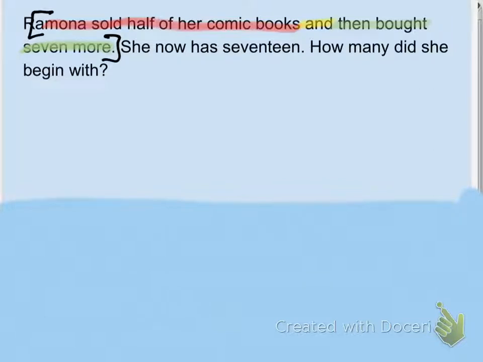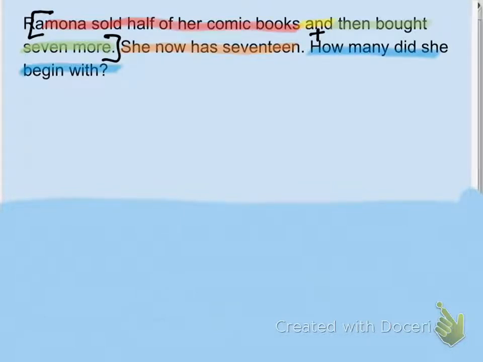I highlighted our word and, because we know what it means. What does and mean here? Perfect. And means plus. If you have a brother and a sister, it's brother plus sister for the number of siblings you have. If you ate a brownie and cake, you ate both of them. You added them to your tum-tum. So, that's add. She now has 17. Awesome. Then we ended right there. We had a period, we had our punctuation. How many did she begin with?